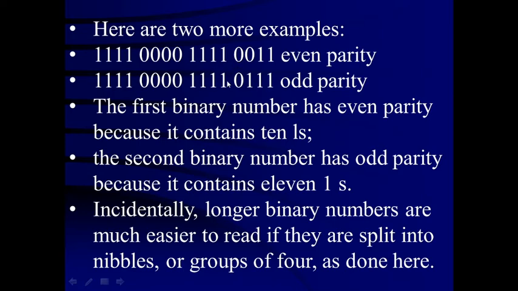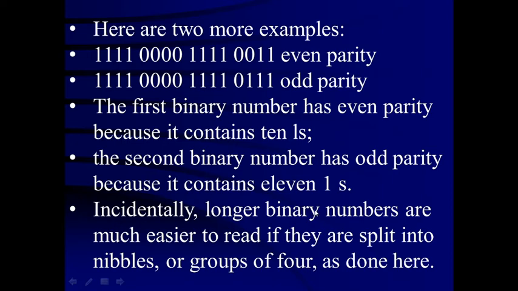This number is having 11 ones, so it contains odd parity. The first binary number has even parity because it contains 10 ones. The second binary number has odd parity because it contains 11 ones.